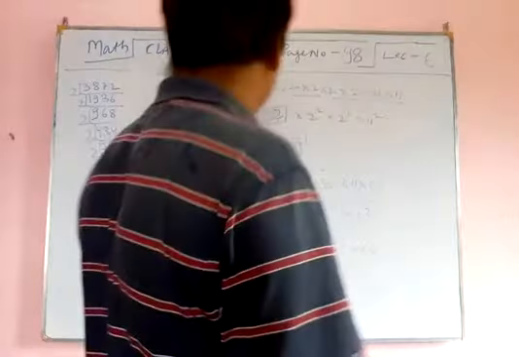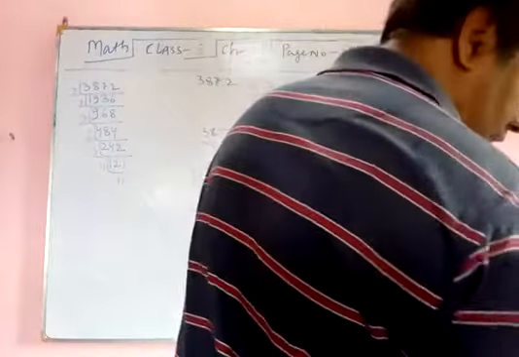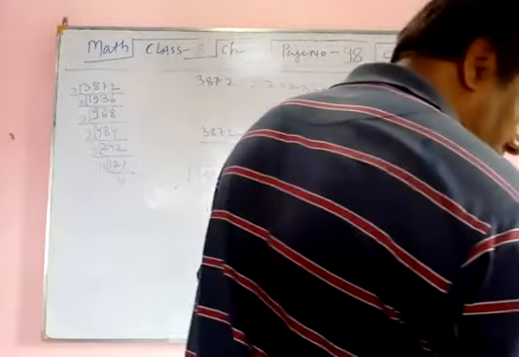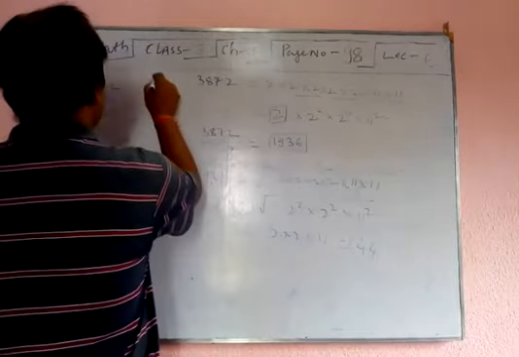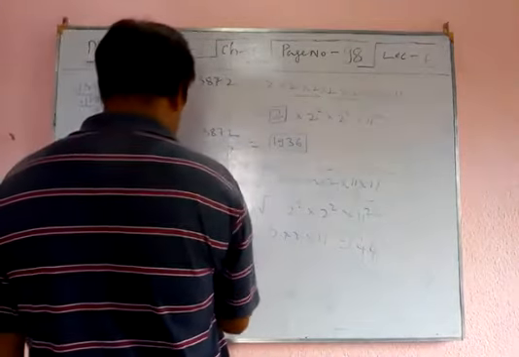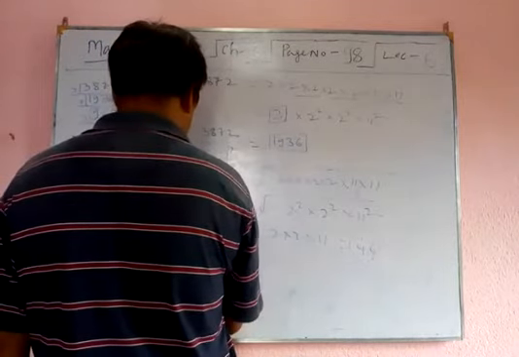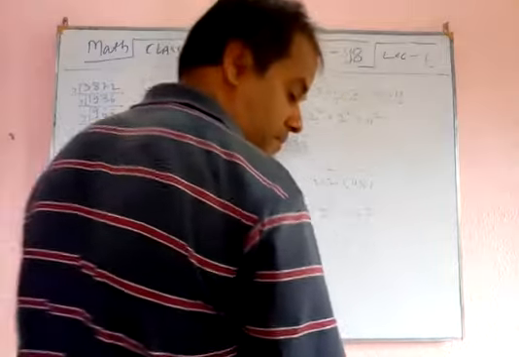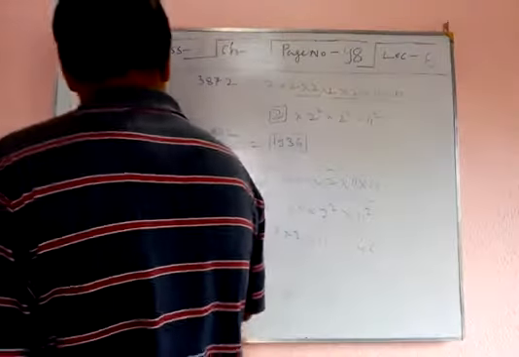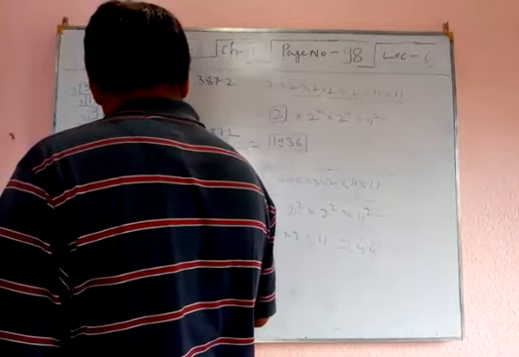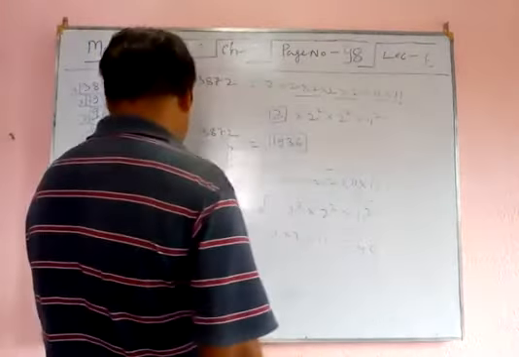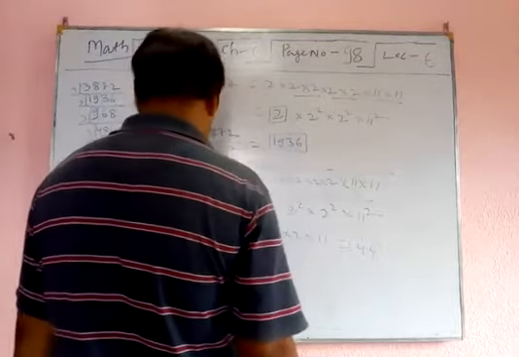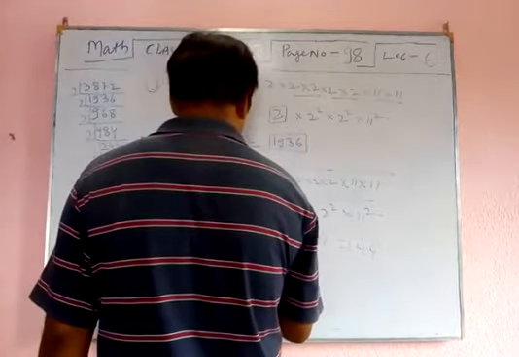Example number 10. The area of a square is 729 square meter. So this is a square. Area of a square is 729 meter square. So find the dimension of the square. That means we have to find out its sides or edges. So we have to find out the root 729.